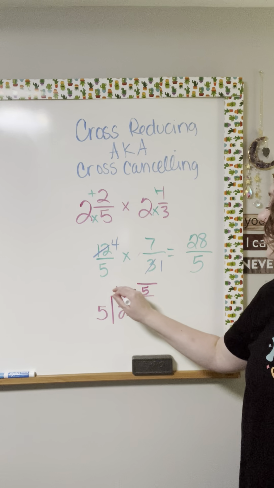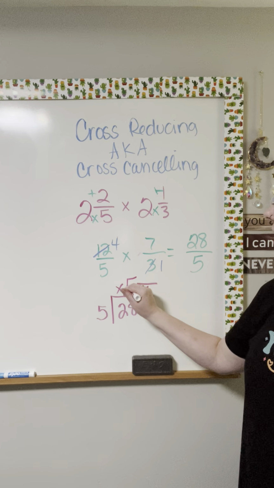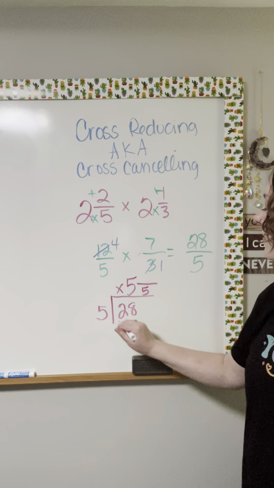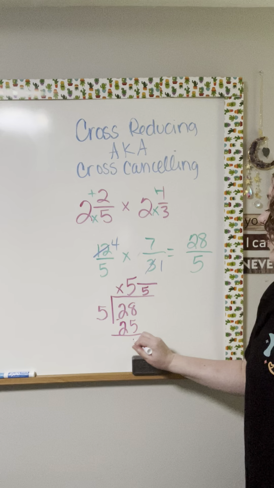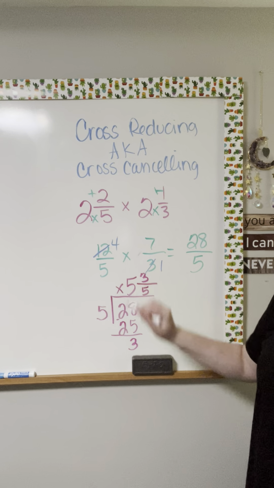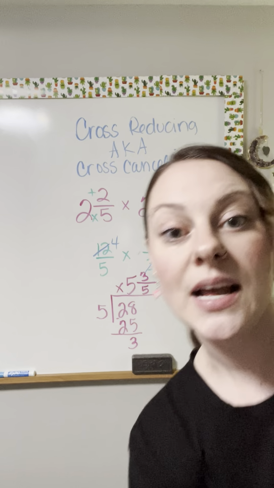5 fits into 2. Not at all. 5 fits into 28 5 times. 5 times 5 is 25. When you subtract that, you're left with 3. Well, the only place you could put it is here. Now look, I don't have to reduce. I'm already done.